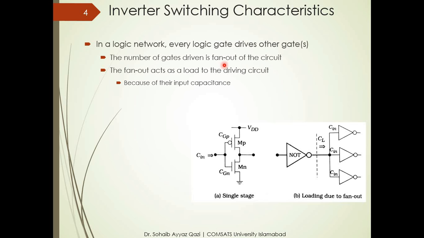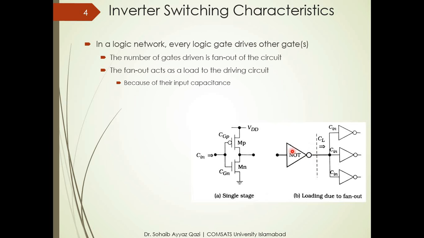Fan out basically tells us how many gates are driven in a circuit. We have 3 gates which are driven here, so the fan out of the circuit is 3, and the fan out acts as a load to the driving circuit. This fan out basically acts as a CL load. You can see that this point is driving these 3 NOT gates. So we can say that this CL, this load capacitance, adds to the output capacitance of this NOT gate.